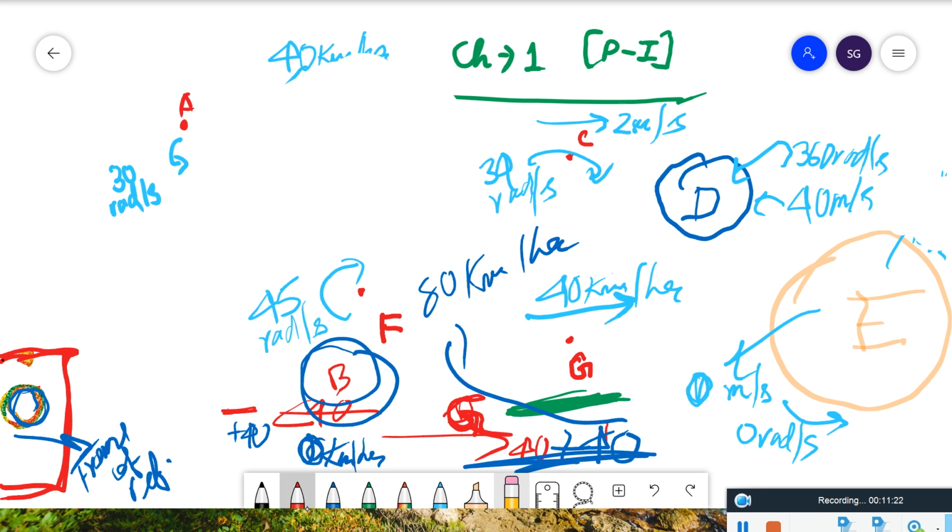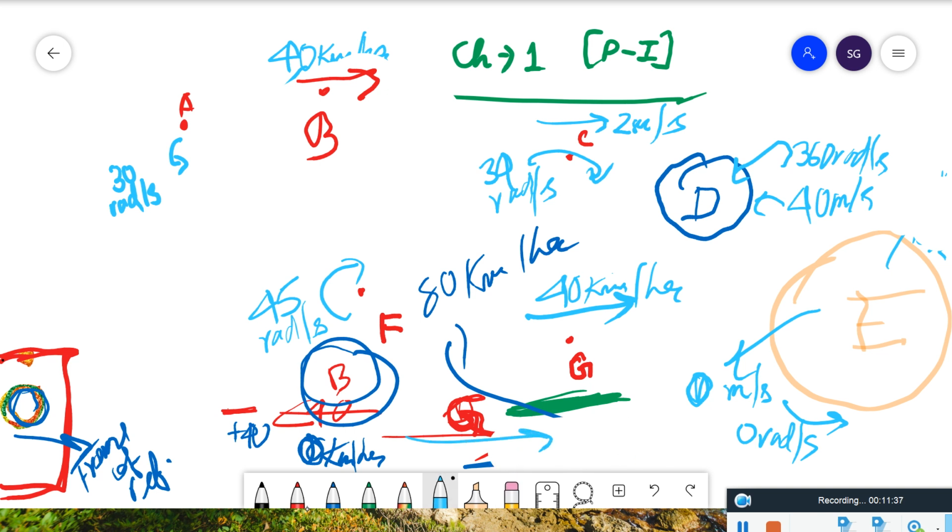Now, this was object B, which was moving towards the left at 40 kilometers per hour, and G is also moving rightwards with 40 kilometers per hour.